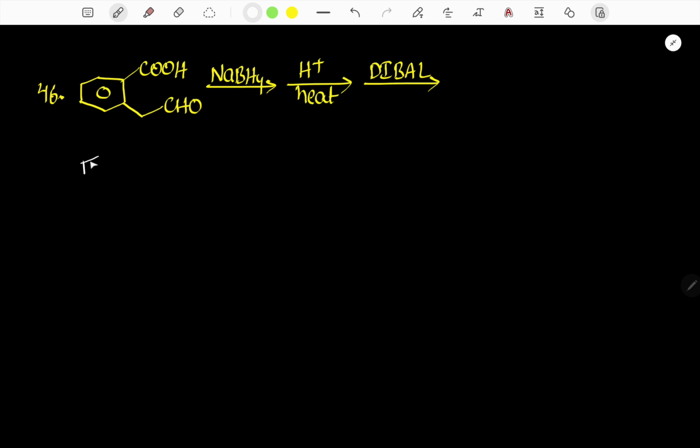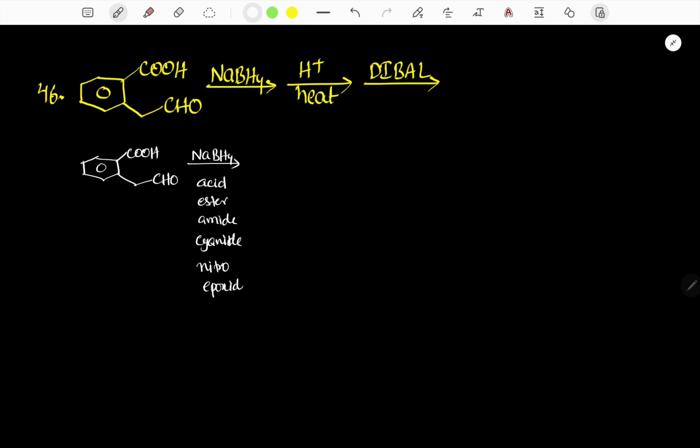The reactant has two functional groups. One is carboxylic acid and another one is aldehyde. It is treated with NaBH4. And we know that NaBH4 is a reducing agent. It does not reduce acid, ester, amide, cyanide, nitro, and epoxide. So these functional groups cannot be reduced with NaBH4, but they can be reduced by LiAlH4.